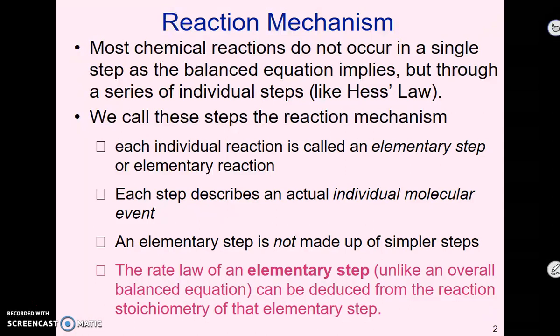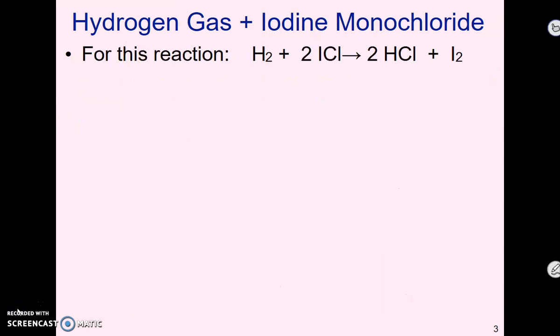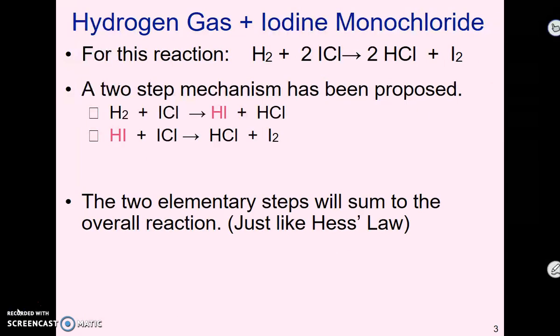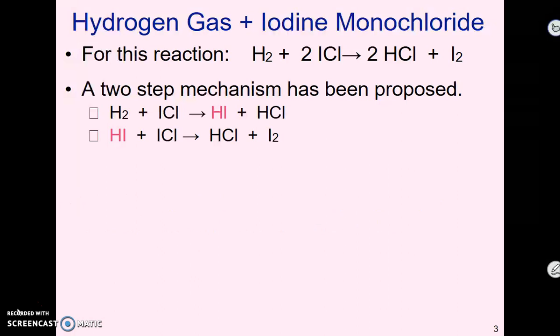So in an elementary step, if there's a 2 in front of a reactant, that means for that reactant, the reaction is second order. That's only true if something is an elementary step, and that will make more sense as we look at some mechanisms. For a lot of this PowerPoint, we're going to be looking at this reaction. This is the overall reaction, and this is the proposed mechanism for the reaction.